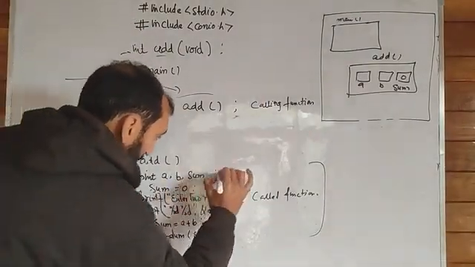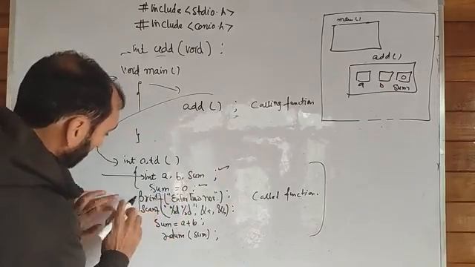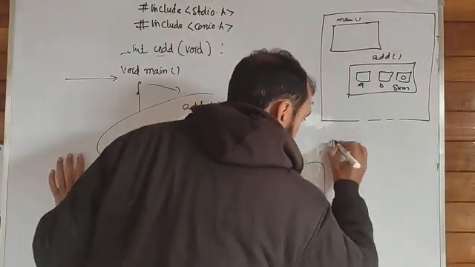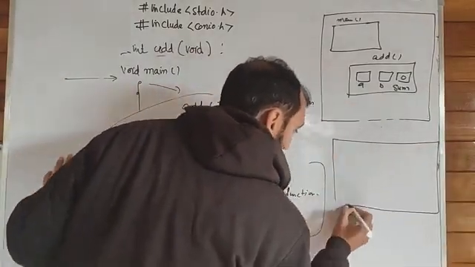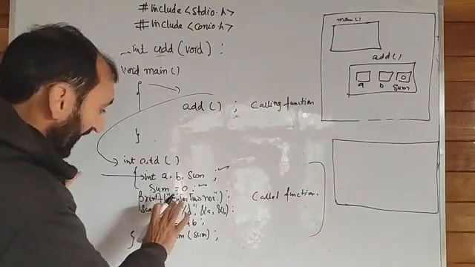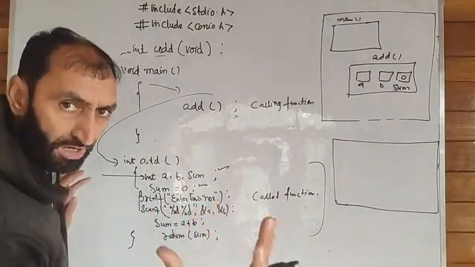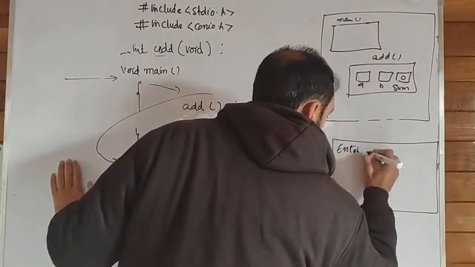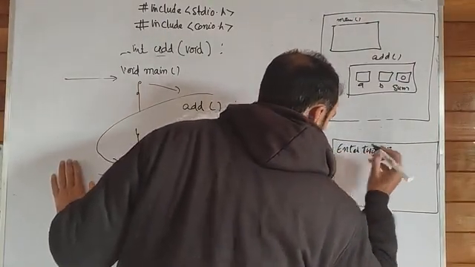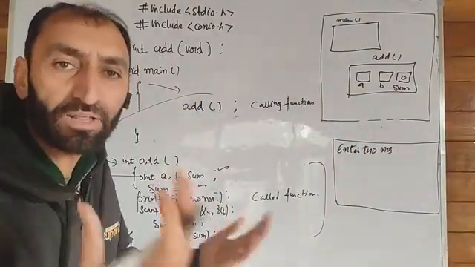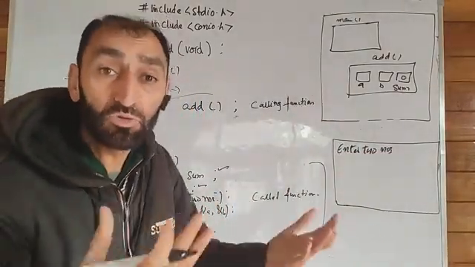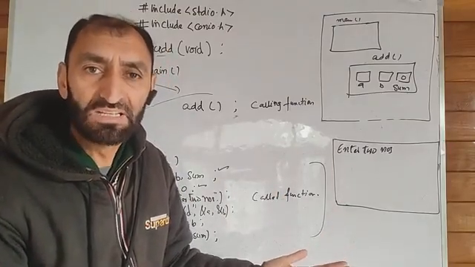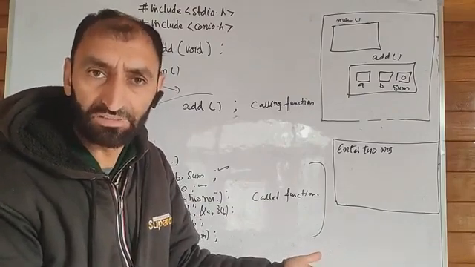After executing this instruction and then this instruction, the control will reach here. printf, enter two numbers. For example, this is my output screen, and the message will get displayed on the output screen: Enter two numbers. It is just a prompt message for the user, to enter the two numbers that you want to add.